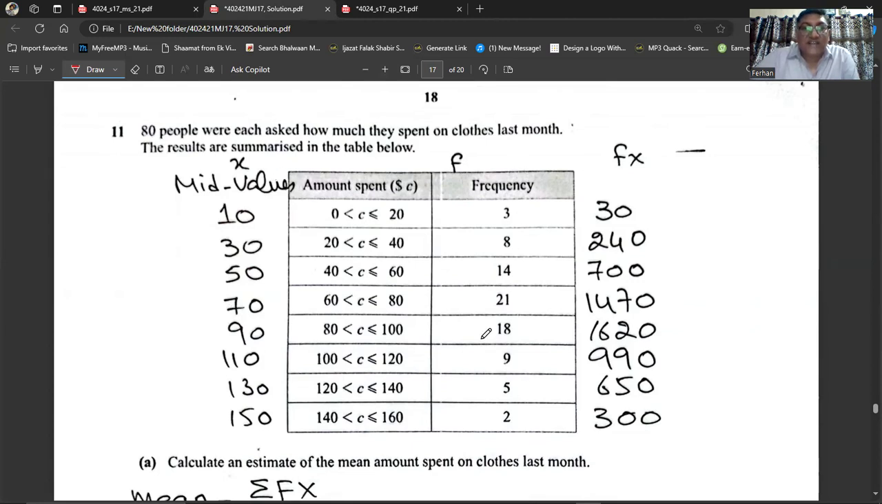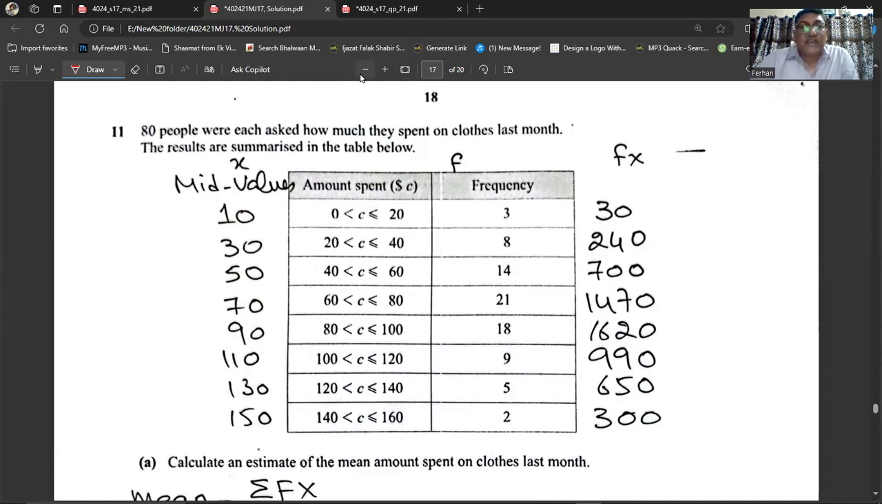Multiply them with the frequency. So 10 multiplied by 3, that's 30. 30 multiplied by 8, that's 240. 50 multiplied by 14, that is 700. 70 multiplied by 21, that is 1470. 90 multiplied by 18, that is 1620. 110 multiplied by 9, that's 990. 130 multiplied by 5, that is 650. 150 multiplied by 2, that is 300.